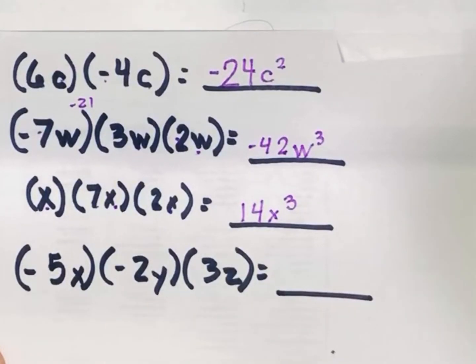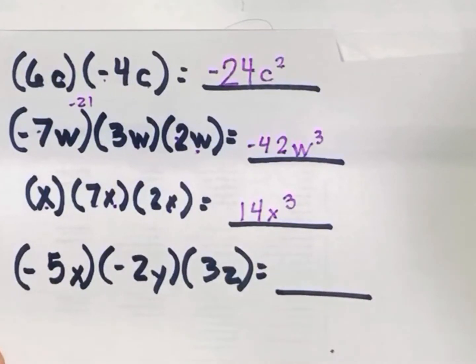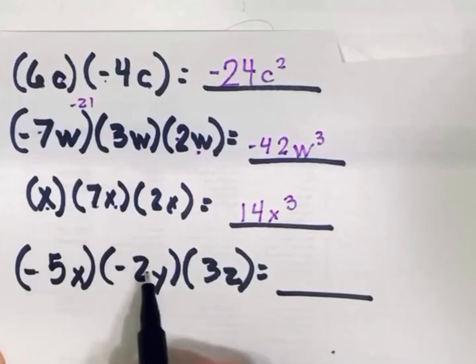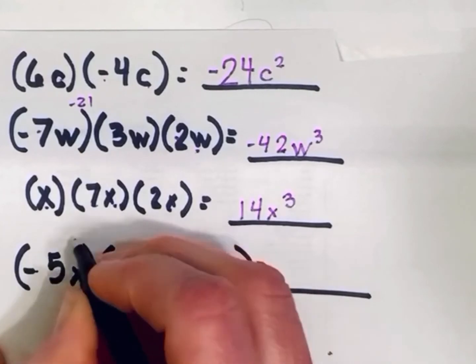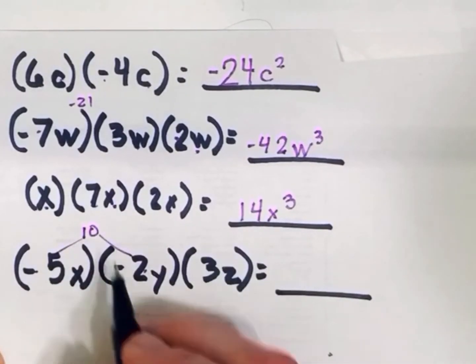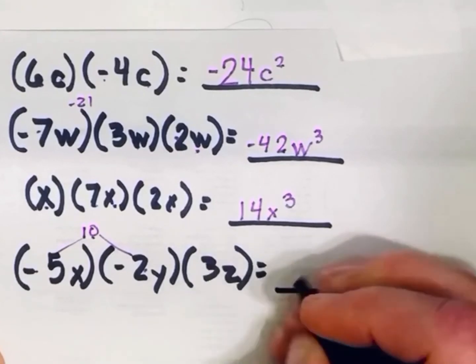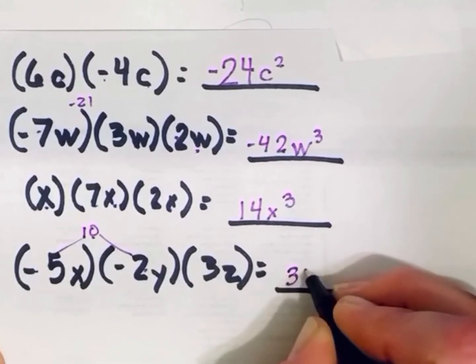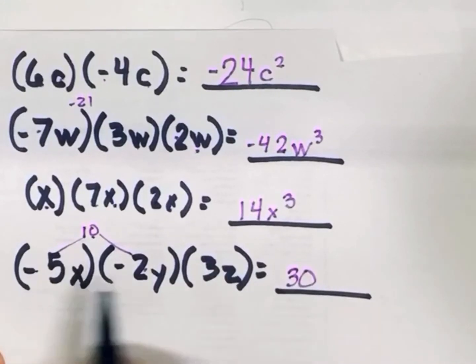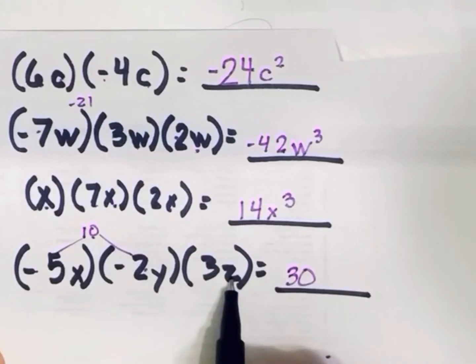Now for the last one we're doing together. Look at the numbers. It starts with a negative 5 and a negative 2. When you multiply two negatives, you get a positive, so that's 10. Then we have 10 times 3, which gives us 30. So even though we had two negatives, we end up with a positive 30. Then we have x times y times z.